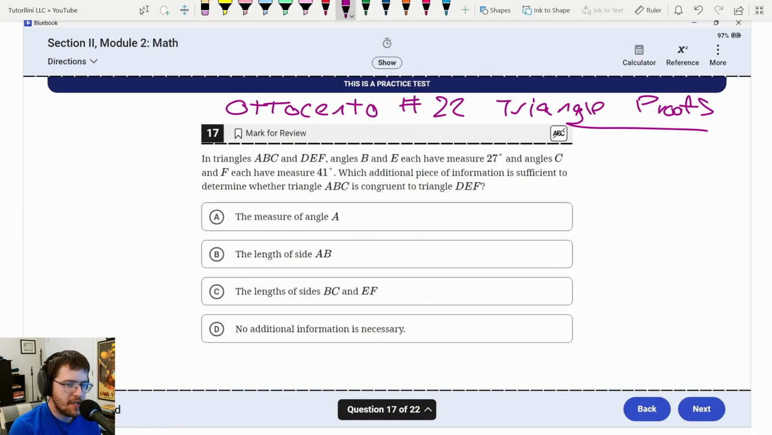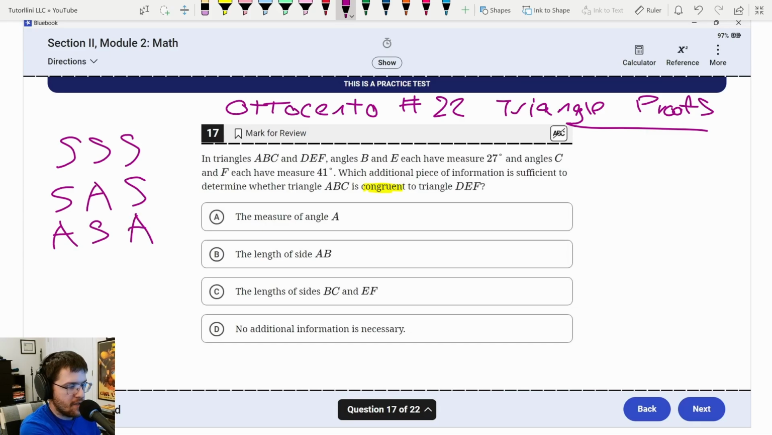Okay, question 17. I have a very detailed video going over this. It's called Ottocento number 22, Triangle Proofs. I'm just going to assume you've already watched that. Please go watch it if you haven't already. So this question is asking us about congruence. The 4 main triangle rules are side, side, side, side, angle, side, and angle, angle, side. Let me get started making the picture. Give me 1 second.